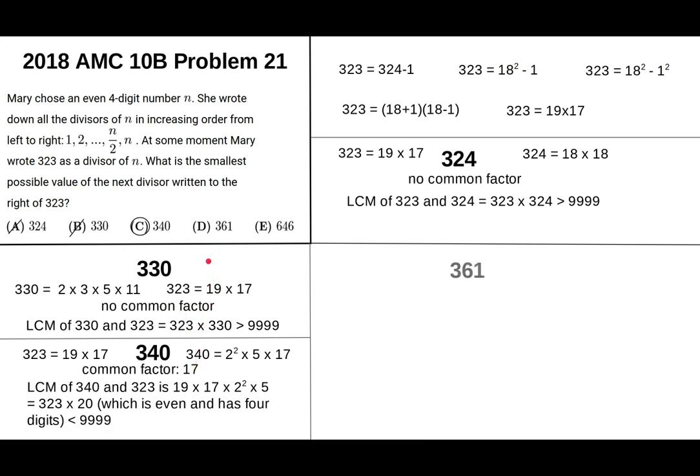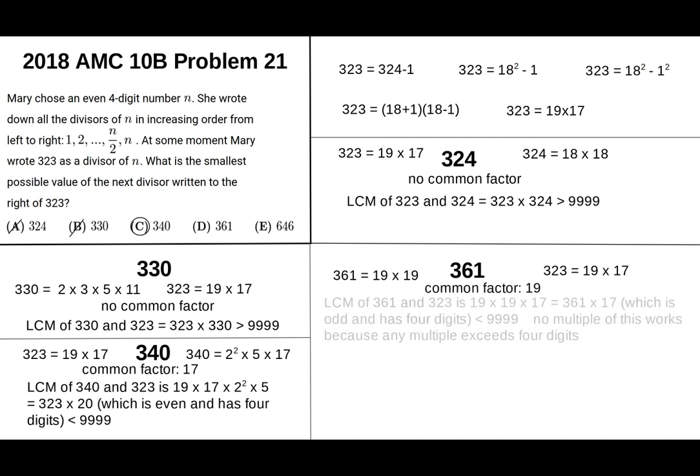So next let's try 361. 361 is 19 times 19. 323 is 19 times 17. They have a common factor, which is 19. The LCM of 361 and 323 is 19 times 19 times 17, which is 361 times 17, because we cross out one of the common factors and multiply the rest. But this is odd, and it's still less than 9,999. No multiple of this works, because any other multiple exceeds 4 digits.